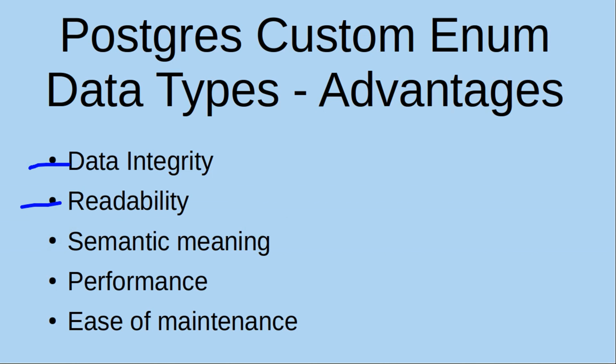Readability. Enums can improve the readability of the data in the database by using human-readable labels instead of numeric or coded values. This can make queries and reports more understandable. Semantic meaning. Enums allow you to give semantic meaning to the data, making it easier to understand the purpose and context of a particular column's value. This is specifically useful and helpful when dealing with categorical data.